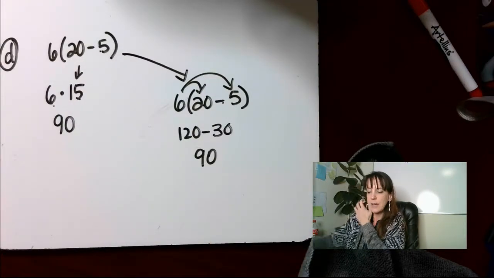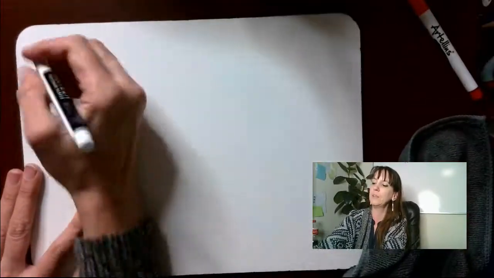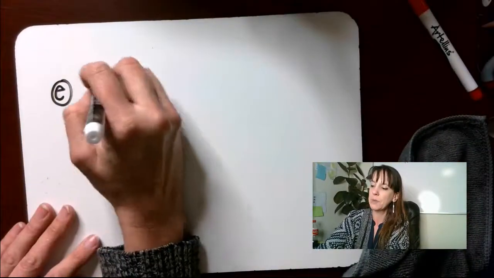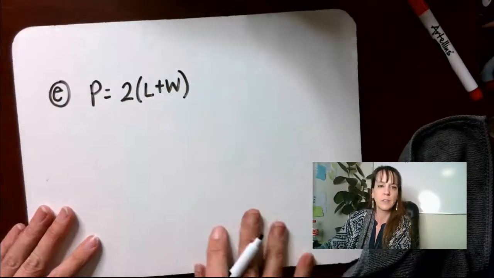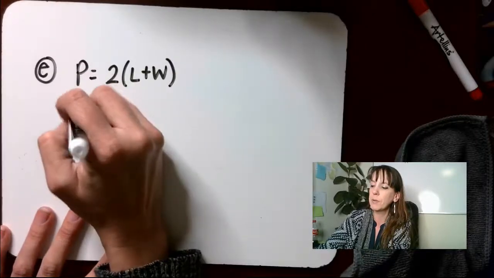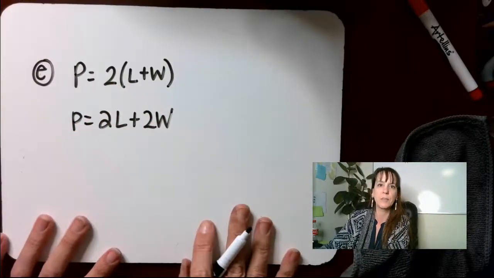And so for E, write 2 formulas for finding the perimeter of a rectangle. For E, you could have perimeter equals 2 times (length plus width), right? Or you could have perimeter equals 2 length plus 2 width, okay?